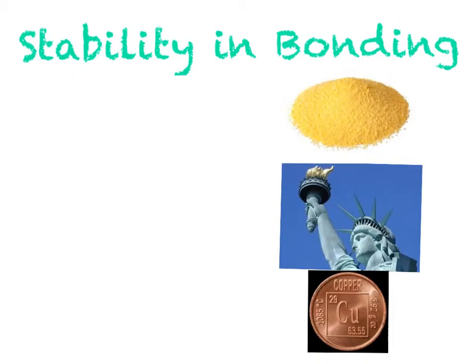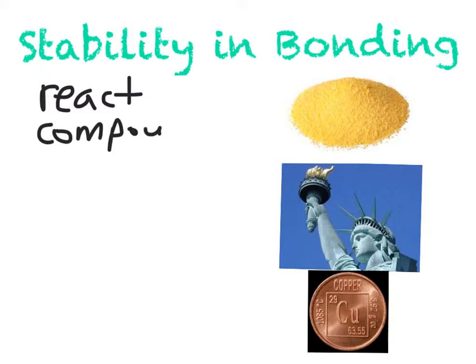First thing that we need to talk about is why elements create chemical bonds. And the reason is because there's stability in bonding. Now, not all elements are uncombined in nature. Sometimes, under certain conditions, elements can react with others to form compounds. For example, copper, sulfur, and oxygen react to form copper sulfate.